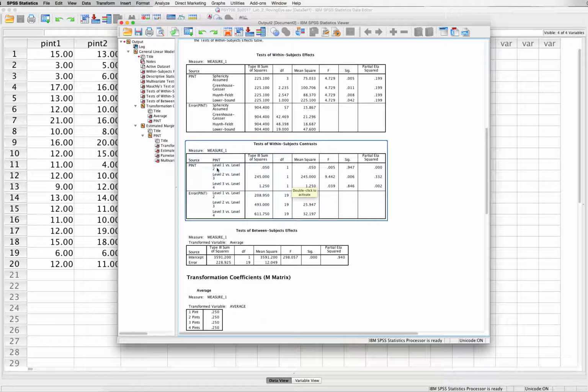And here it is showing us all the comparisons that we pre-planned. Since this was a repeated contrast, we're comparing pint 1 with pint 2, pint 2 with pint 3, and pint 3 with pint 4. If you look at the significance levels of all of these, we find the only contrast that is significant is between level 2 and 3, which means that if someone is drinking up to 2 pints of beer, it doesn't really make a difference in terms of how many women they're looking at. But if they drink more than that, especially when they go from 2 to 3 pints, there will be a significant difference in the number of women they're looking at.